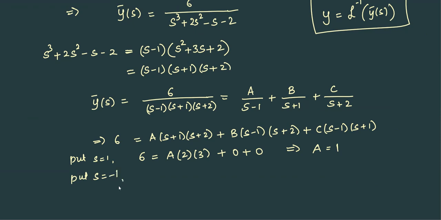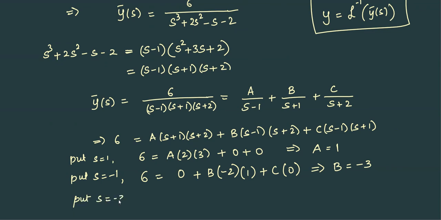Next put s = -1 to get B. So what happens? 6 = A times 0 plus B times (-1 - 2) which is -3, times (-1 + 2) which is +1, plus C times 0. When you put s = -1, you get 0. So B we get as 6 divided by -2, which is -3.